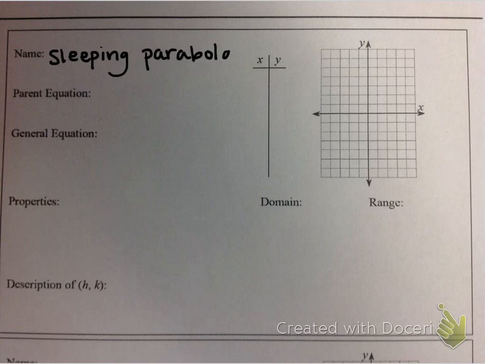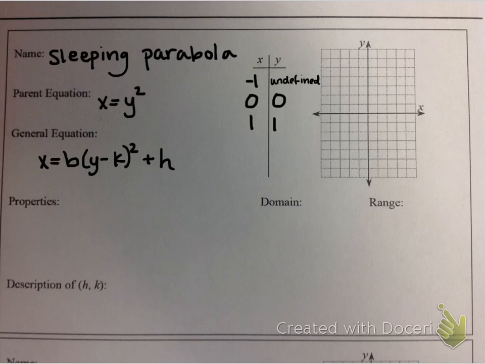So go ahead and take out your toolkit, and on the top of the next open box you have, write sleeping parabola, because that's what we're going to call this one. Go ahead and fill in the parent equation being x equals y squared, and then write in the general equation of this line that we just talked about.